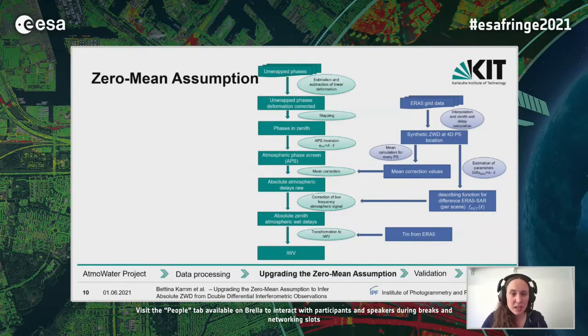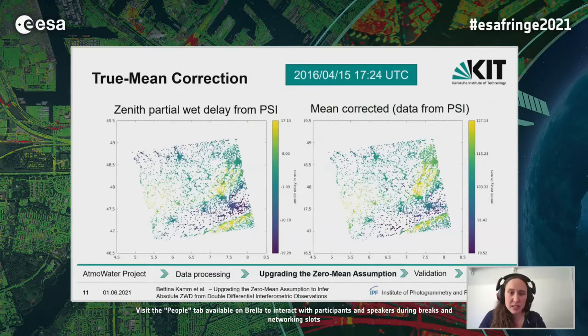So now we do this mean correction. I showed you how I calculate the true mean for my InSAR stack, and I do this correction. Instead of using the zero per pixel or per PS point, I now use the mean correction onto the atmospheric phase screens. And you can see an example from April 2016.